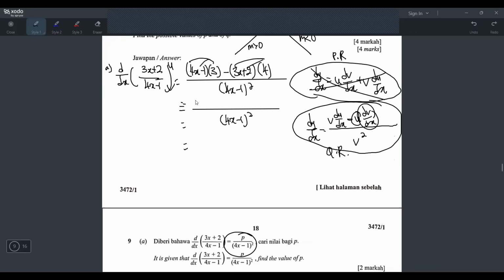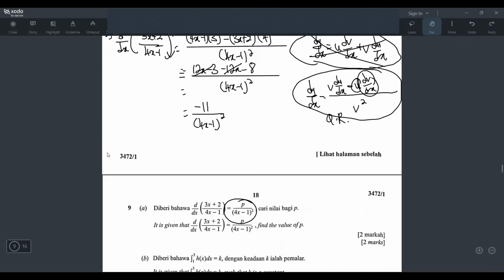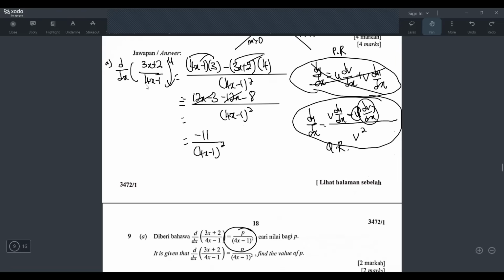Alright, so 3 times 4x is 12x. 3 times negative 1 is negative 3. 4 times 3x is 12x, but got minus here, so minus. 4 times 2 is 8, but because there's a minus here, so it will become minus. 12x minus 12x is 0, so you get negative 11 over 4x minus 1 power 2, right? So I'm done. This is the answer. This is the answer when you differentiate this one.